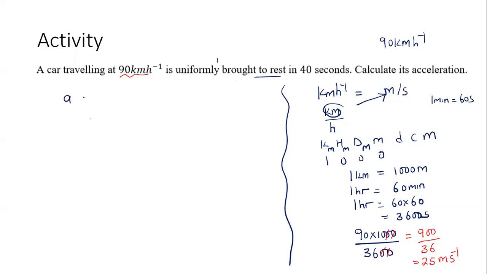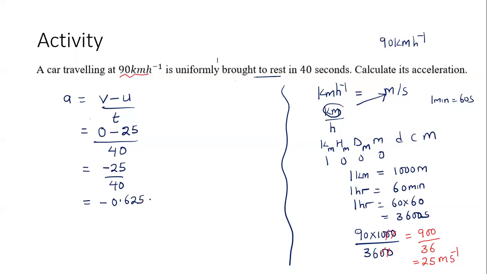Now we shall say that acceleration is given by v minus u out of the time. But since we have said that it is coming to rest, our final is 0. So I will say 0 minus the initial one, which was 25, divided by the time, which is the 40 seconds. So here we shall end up with negative 25 out of the 40. Now I ask myself, what is 25 out of 40? 25 divided by 40, we shall end up with negative 0.625. And this is our meters per second squared.